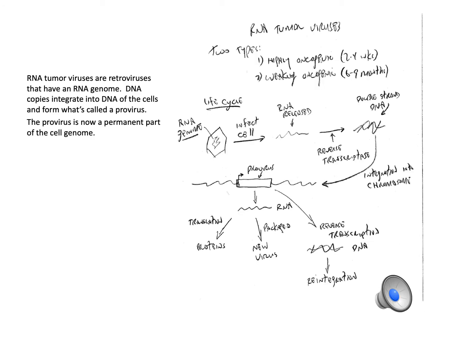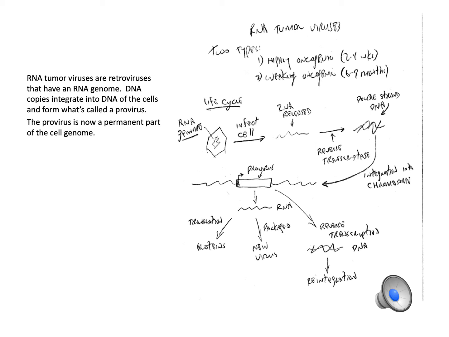So if we look at these classes of retroviruses, these are RNA tumor viruses, so these are viruses that have an RNA genome and they form cancer. Again, the first one was described by Peyton Rous back in 1911.